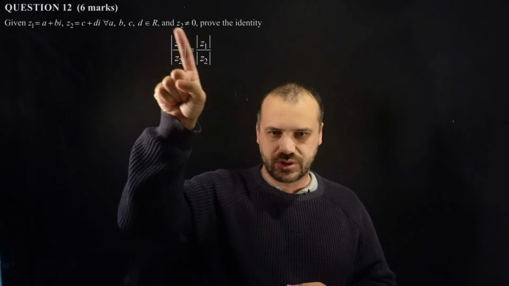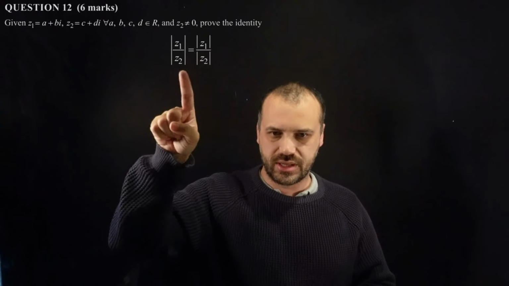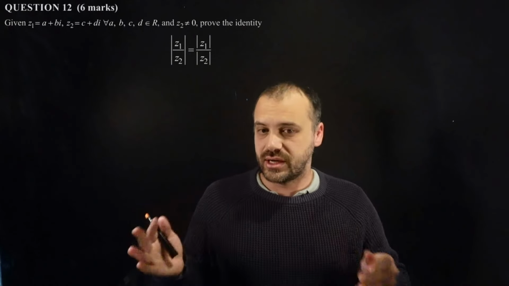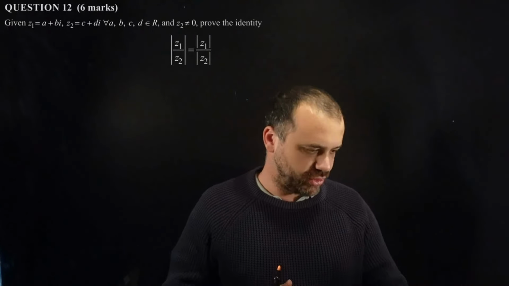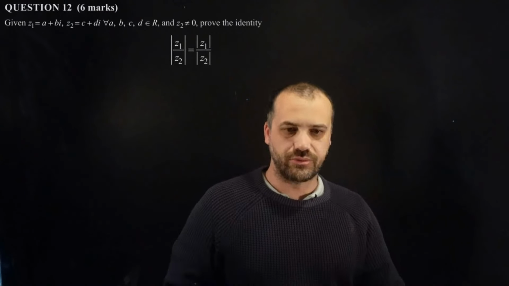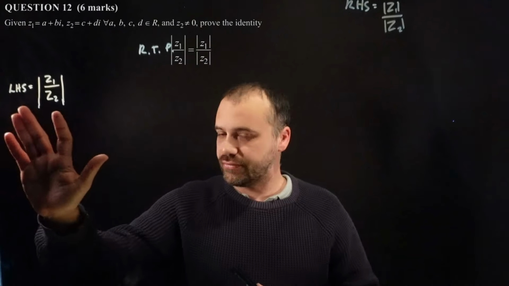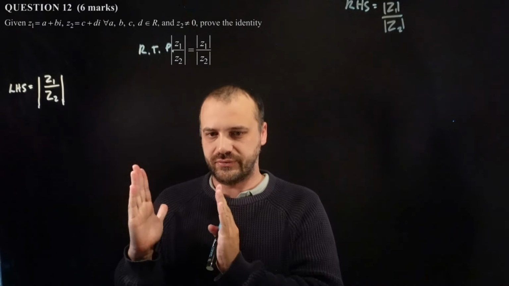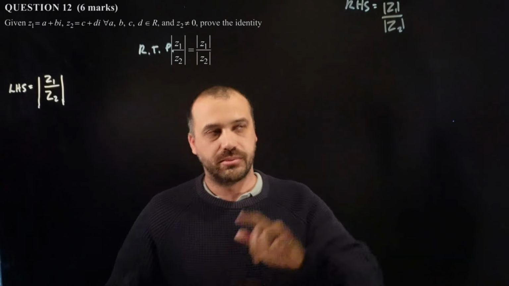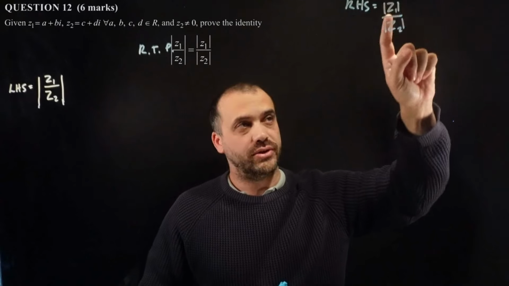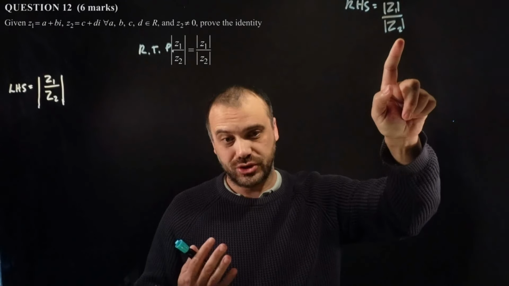So we've got this weird thing going on here. We know what Z1 and Z2 is. So we need to set up this direct proof. I've been teaching direct proof to my 11 specialist students, so I know how to do that. We need a left-hand side and we need a right-hand side. All right, so my left-hand side is Z1 over Z2 and then find the magnitude of that. My right-hand side is find the magnitude of Z1 divided by the magnitude of Z2.